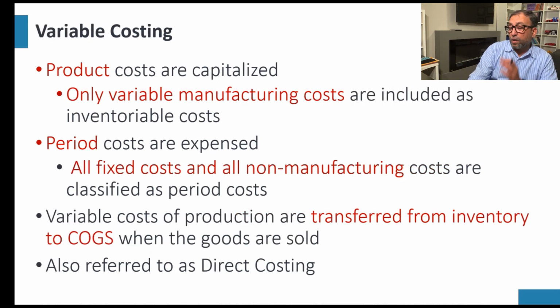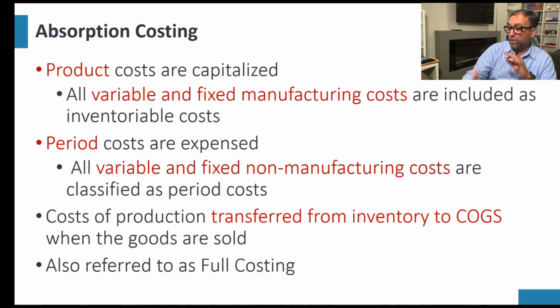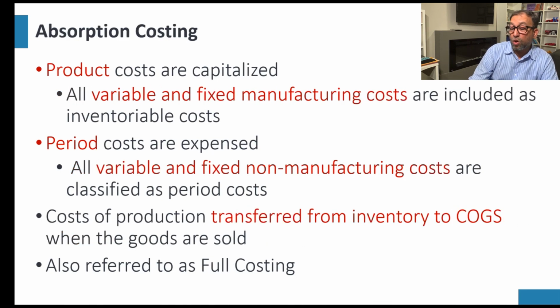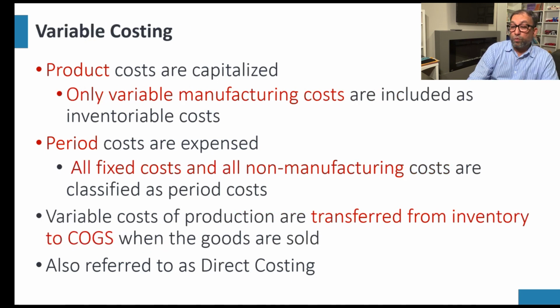On the other hand, in variable costing the product costs are capitalized. Only variable manufacturing costs are included as inventoriable, and period costs are expensed. So the main difference is they also divide this between product and period cost, but all fixed costs are period costs. They treat all fixed costs as period costs. But here we are not saying that. Whether it's variable or fixed, if it is non-manufacturing, then it is treated as a period cost. So variable cost of production is transferred from inventory to cost of goods sold when the goods are sold, also referred to as direct costing.